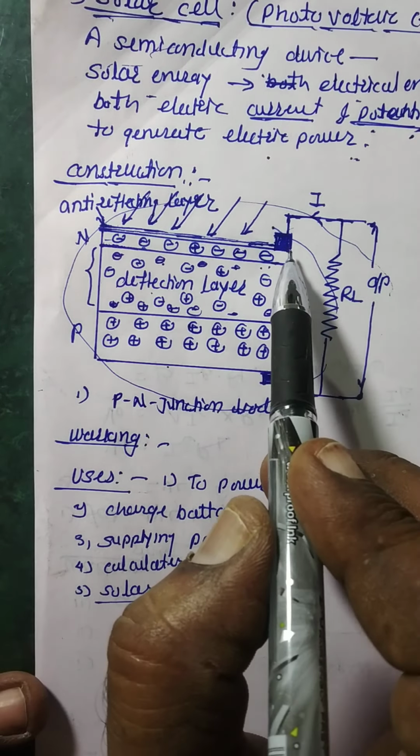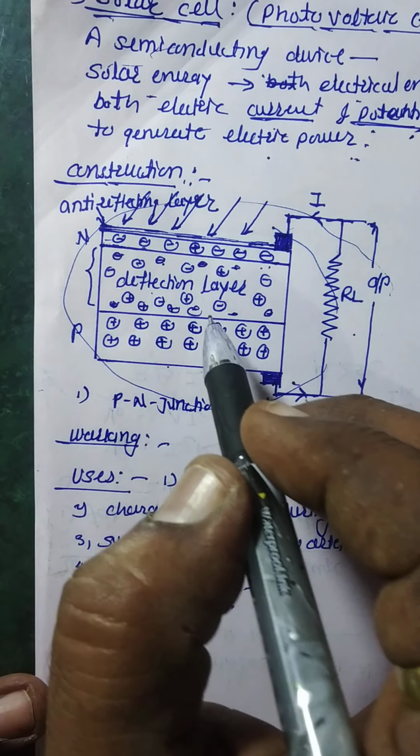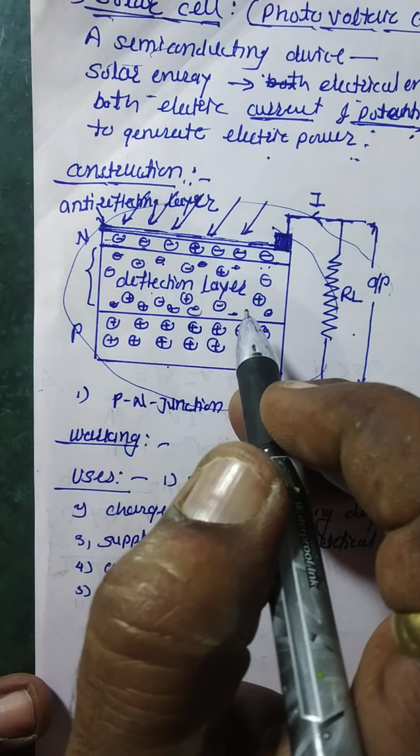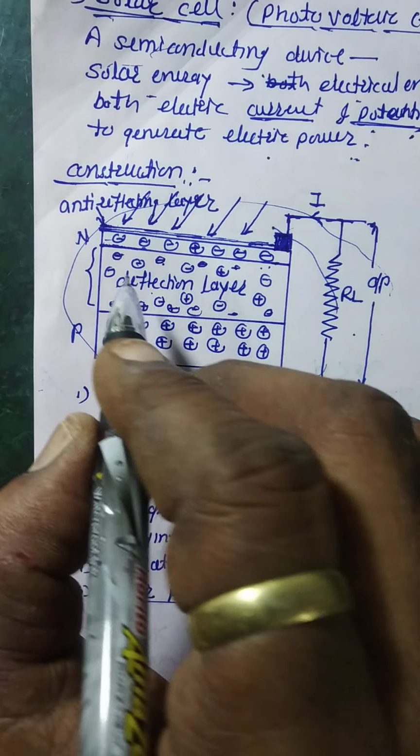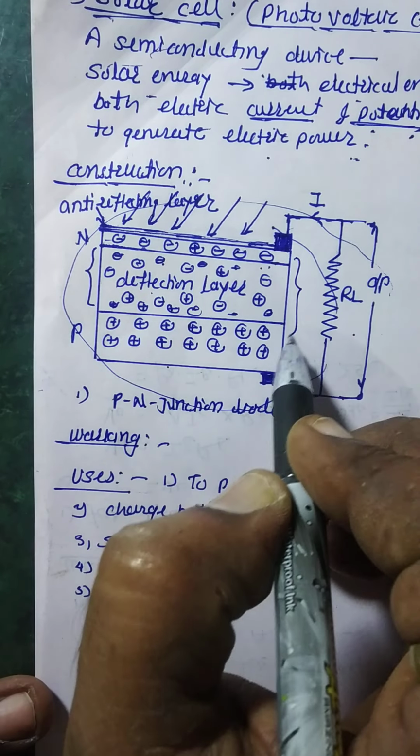Metallic contacts are connected at both layers for external connections. When light is incident on the solar cell, electron hole pairs are generated in the depletion layer of the p-n junction. These electrons and holes are separated and collected at the cathode and anode respectively, and a potential is developed across this diode.